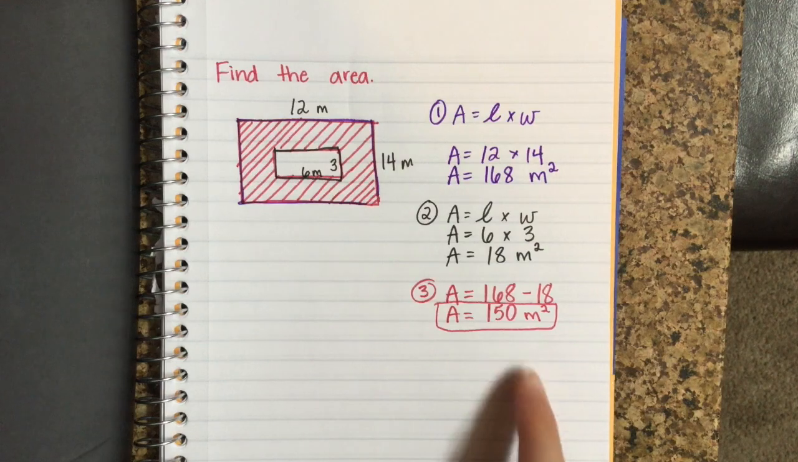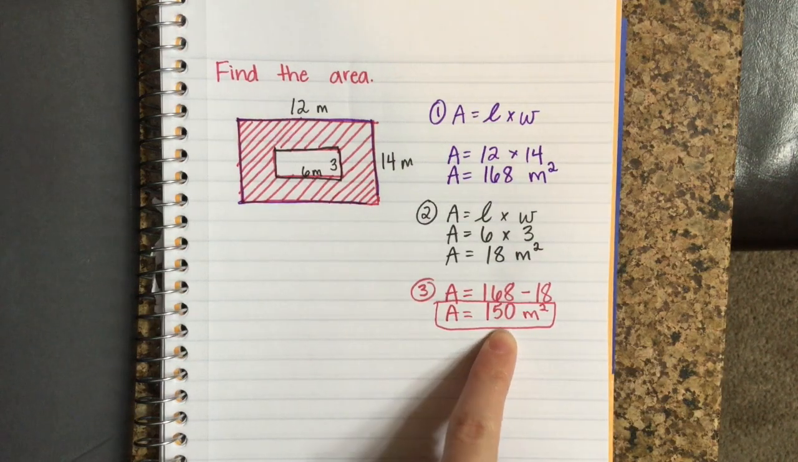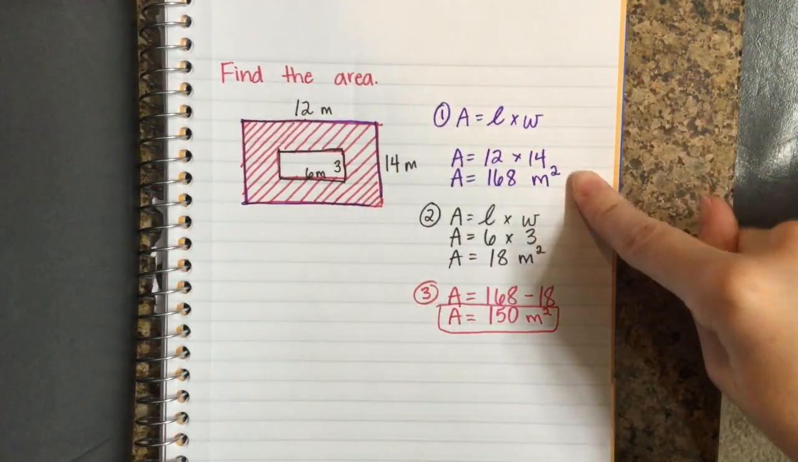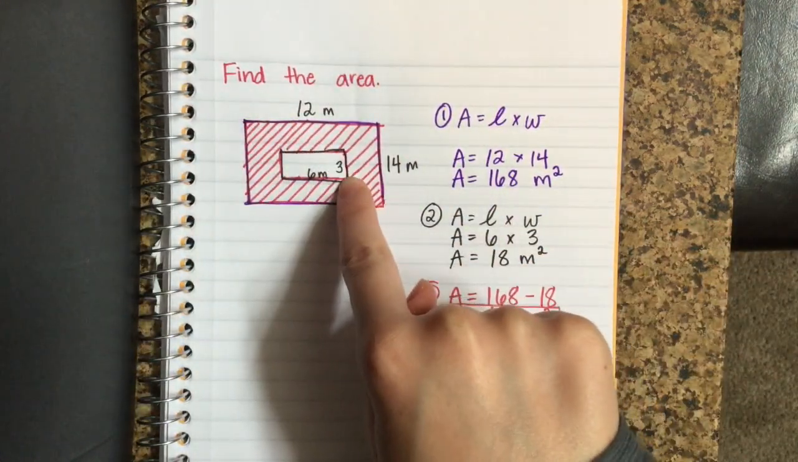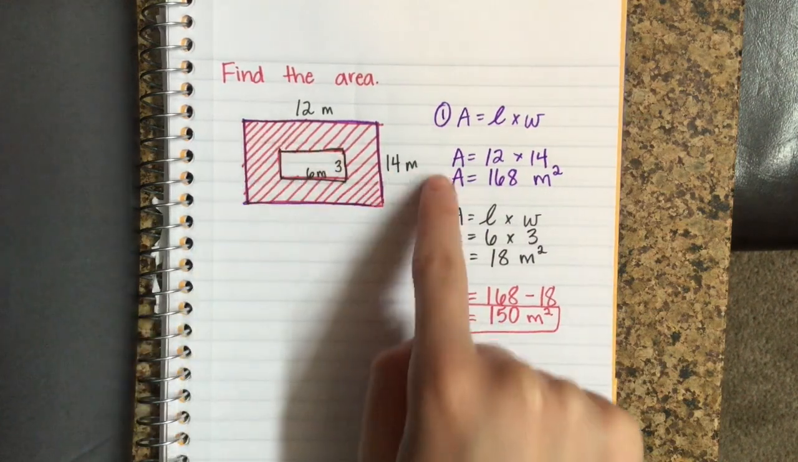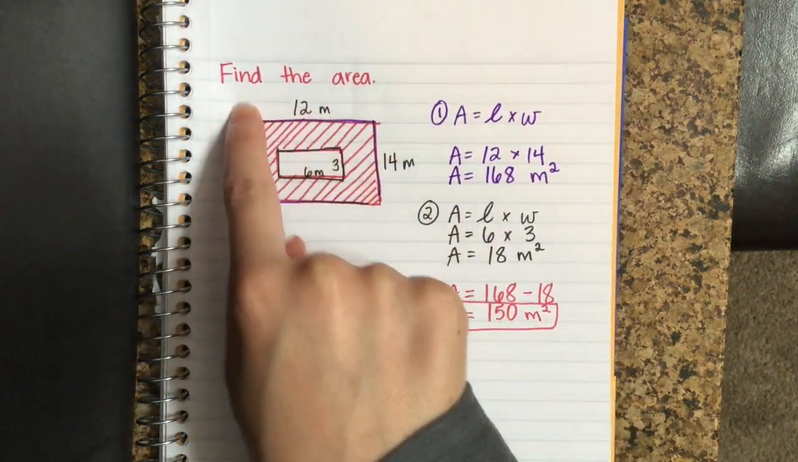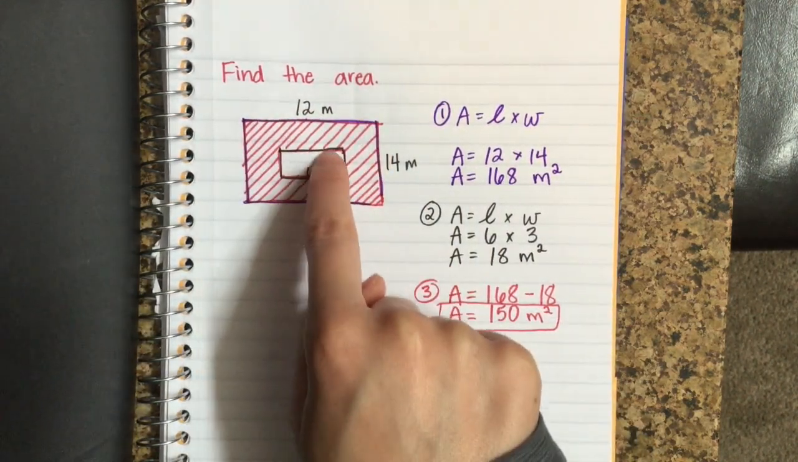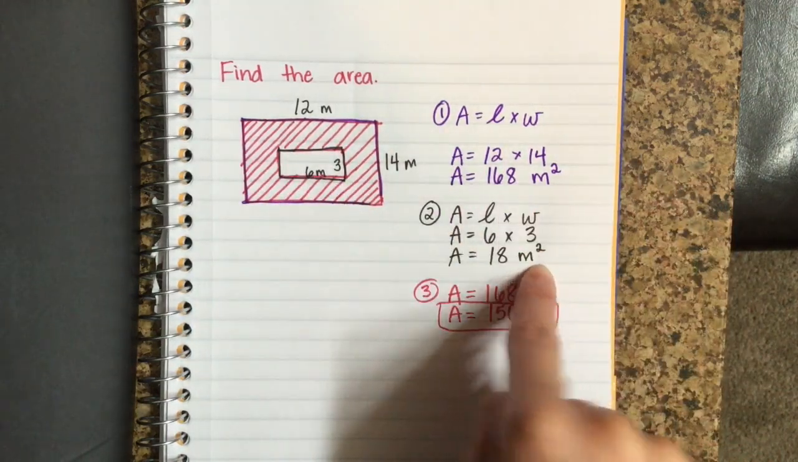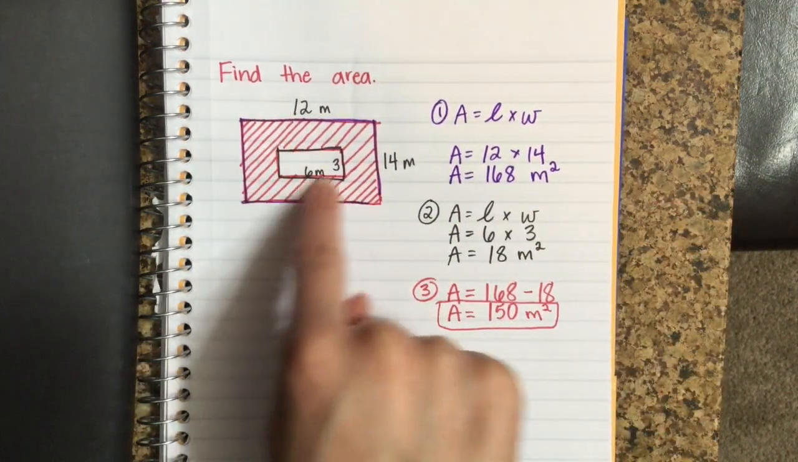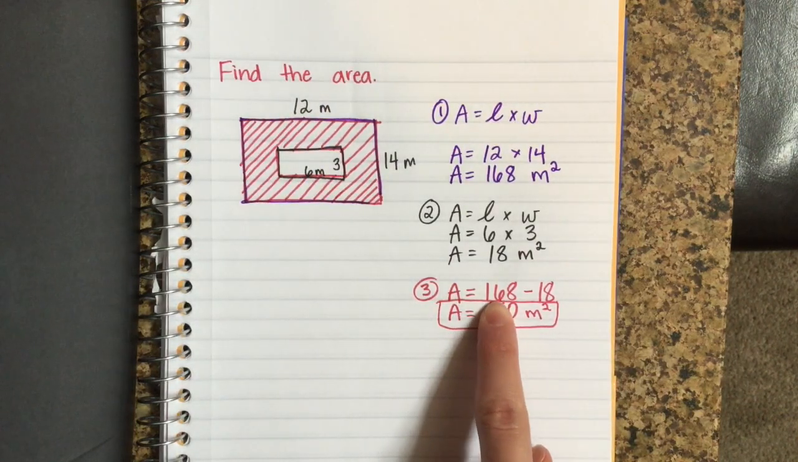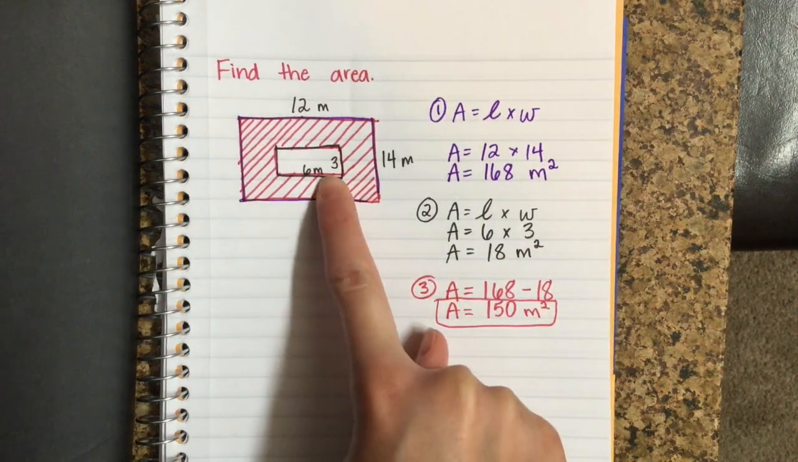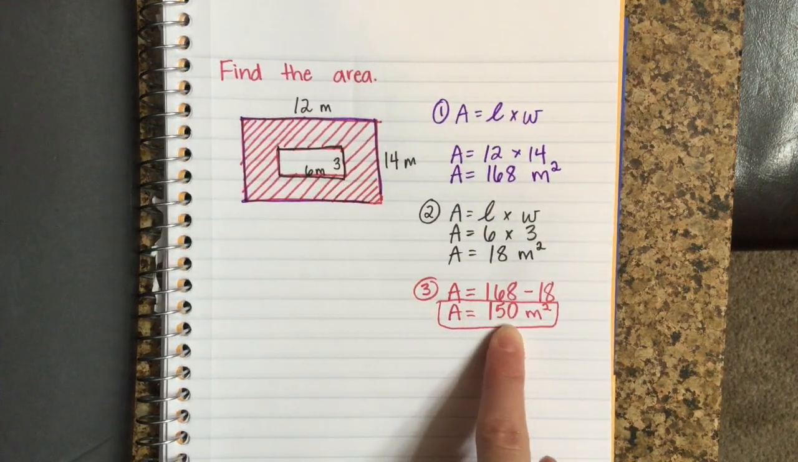So the answer you should have gotten was 150 meters squared. First, we found the area of this entire rectangle, and that includes this little blank space in the middle. So this 168 is all of the rectangle, including this inside. Then we found the little mini one inside the big one, and to solve, we subtracted the missing blank spot from the entire rectangle's area to get our answer.